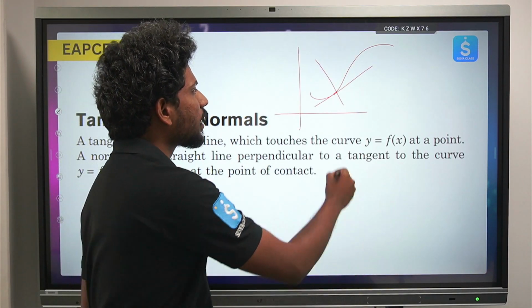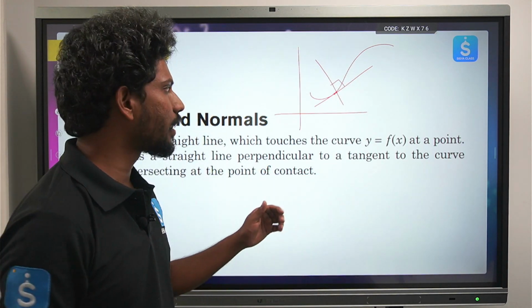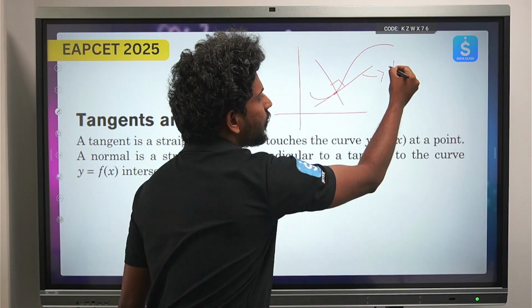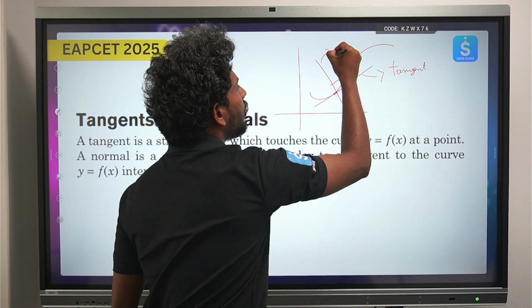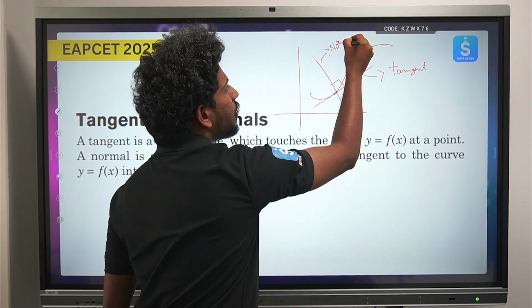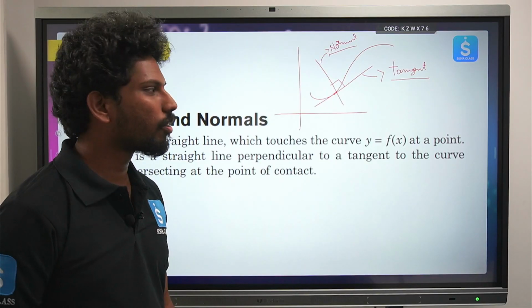Okay, so this is nothing but the normal. So what is the angle between these two? 90 degrees. So this is called a tangent. Okay, so this is called a normal. It is a simple thing. This is called a tangent, this is called a normal, right?